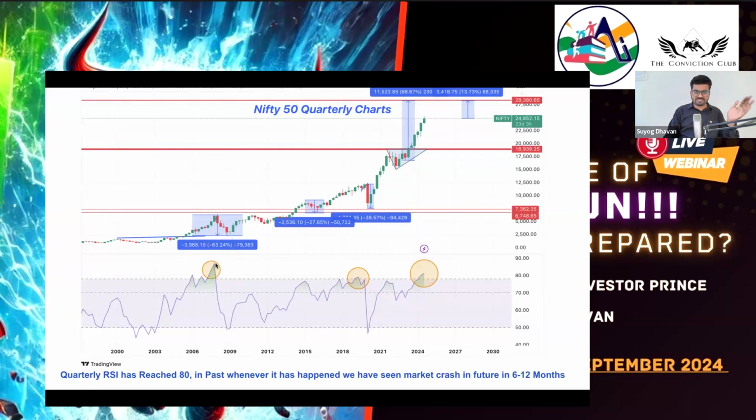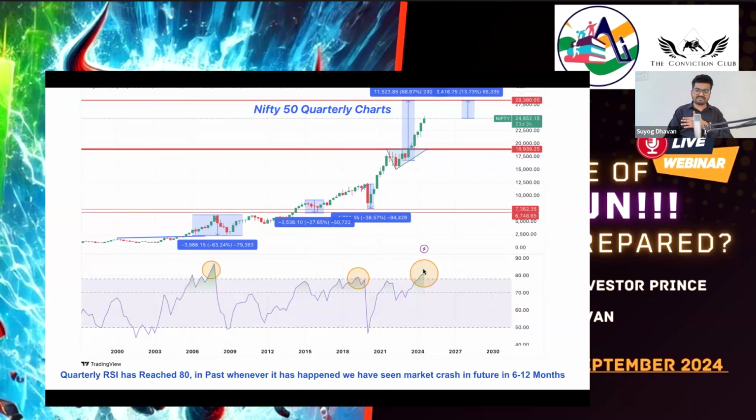Before the 2008 fall also, Nifty saw RSI touching 85. After that, we saw a 63% fall in Nifty. Even before the yuan devaluation, Nifty reached those levels, not as high as 80, but after that high, Nifty fell 27%. Just before COVID, we reached that level of 80. We just kissed that level, and after that, once again, we saw a fall.